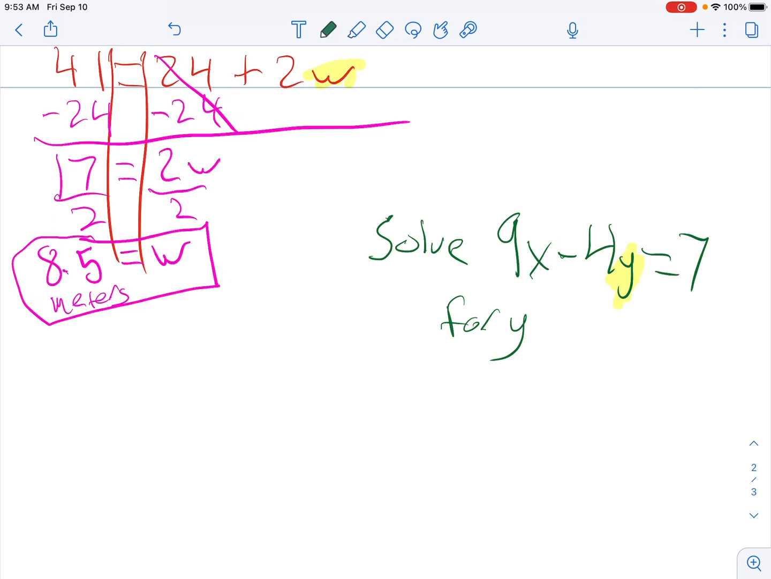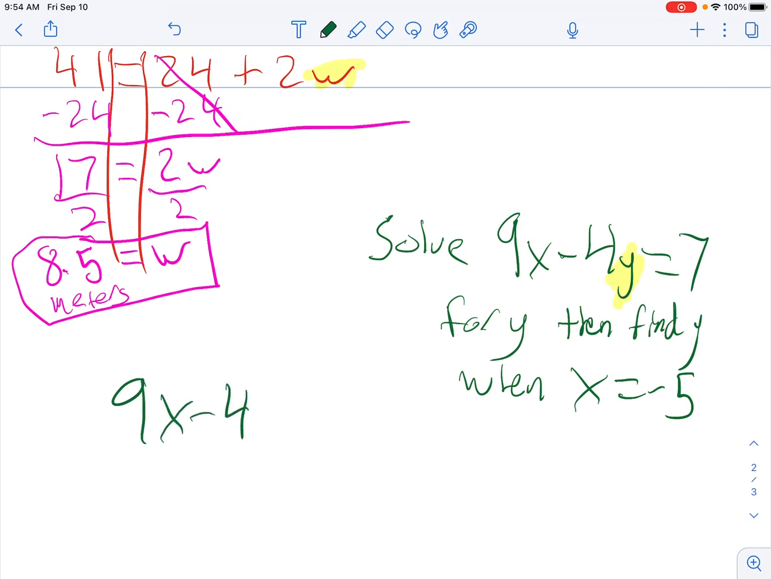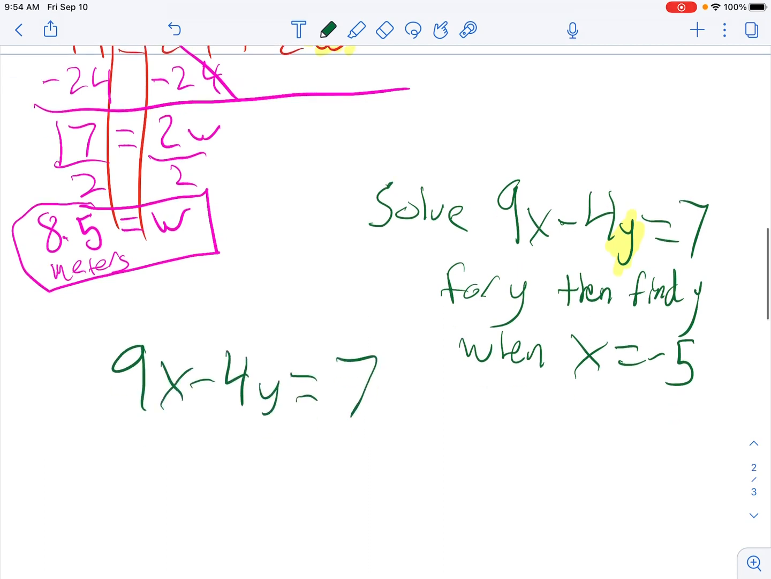Then find the value of y when x equals 5. So let's just write, then find y when x equals negative 5. So the way the question's worded is they want me to get y by itself first.